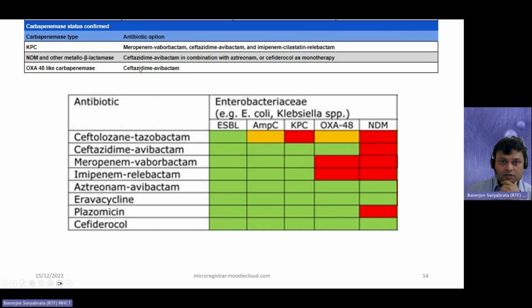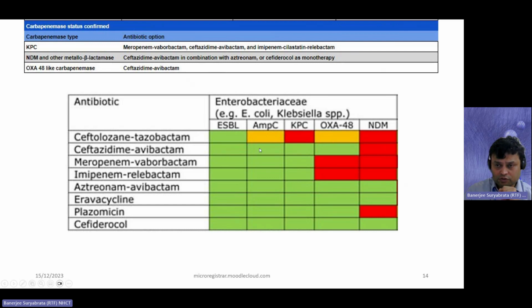So KPC, you can use these antibiotics: meropenem-vaborbactam or ceftazidime-avibactam, imipenem-relebactam. NDM, ceftazidime-avibactam with aztreonam or cefiderocol, and OXA-48, ceftazidime-avibactam. In the UK, for NDM or metallo-beta-lactamase, cefiderocol is licensed, and for others, ceftazidime-avibactam is licensed. But sometimes we might use ceftazidime-avibactam with aztreonam for this one as well.